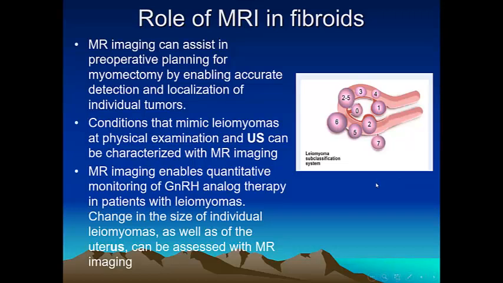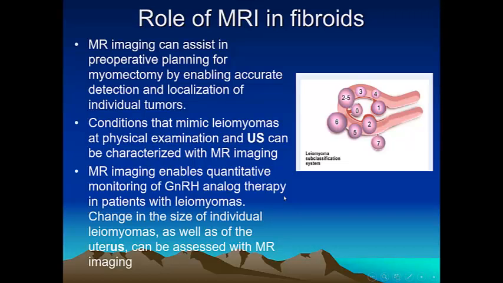Then we come to the role of MRI in fibroids. Every now and then we see uterine fibroids, too much. One from three females you can find a fibroid in. When to ask for MRI? MRI can assist in the preoperative planning for myomectomy by enabling accurate detection and localization of the individual tumors. Conditions that mimic leiomyomas at physical examination and ultrasound can be characterized with MRI.